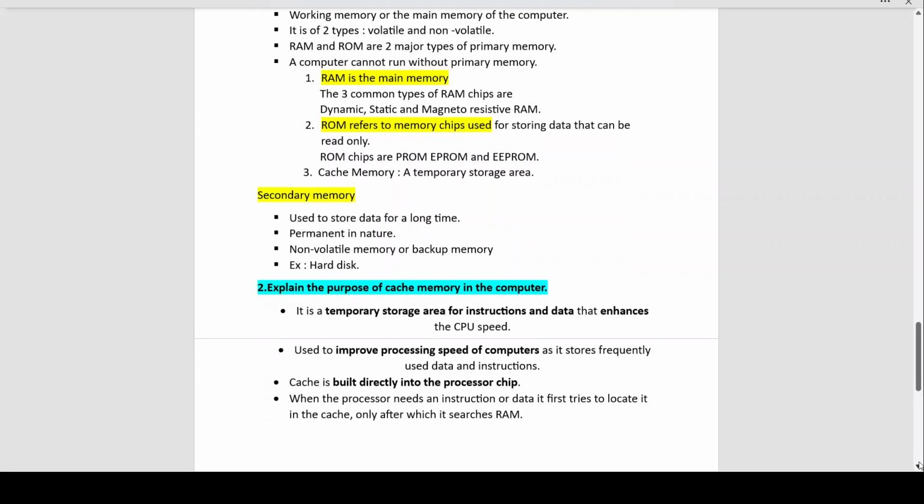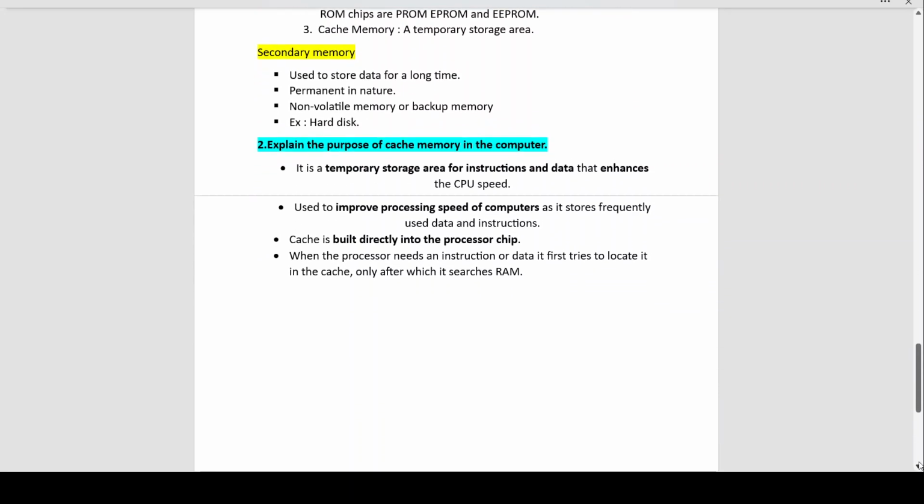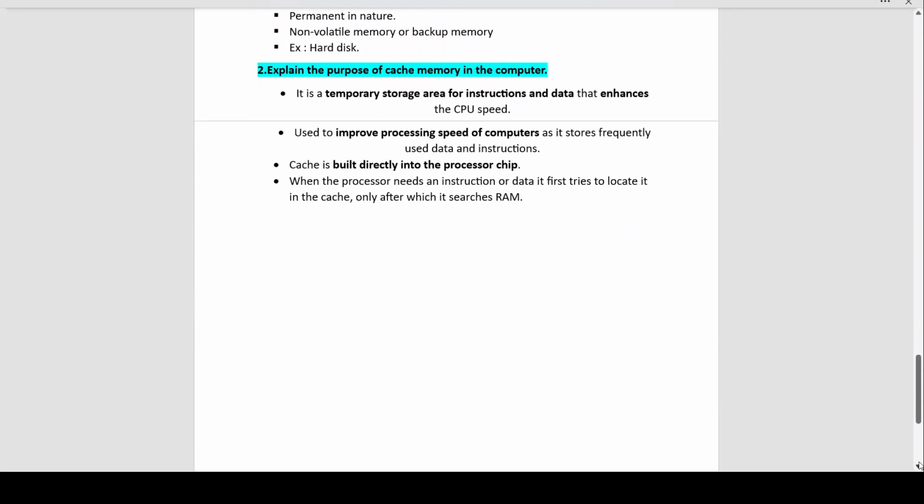Next, explain the purpose of cache memory in the computer. It is a temporary storage area for instructions that enhances the CPU speed. The more the speed of the CPU, the better your computer works. It is used to improve processing speed of computers as it stores frequently used data and instructions. Cache is built directly into the processor chip of the CPU. Now, when the processor needs an instruction or data, it will first locate it in your cache. Only after which it will search in your random access memory. First search is done in cache, then it goes to your RAM. So this is the purpose of cache memory in the computer.